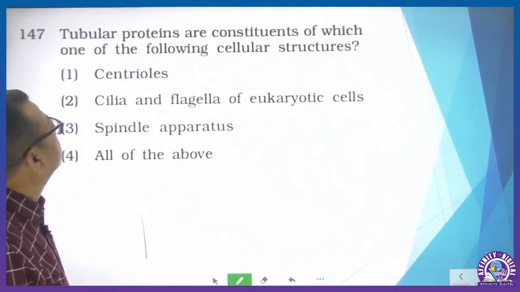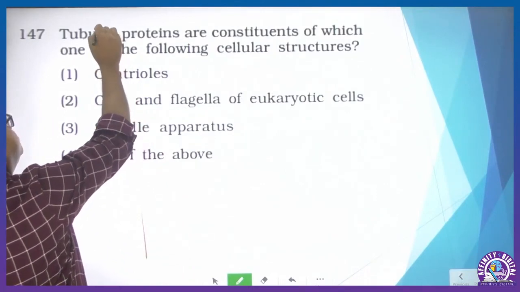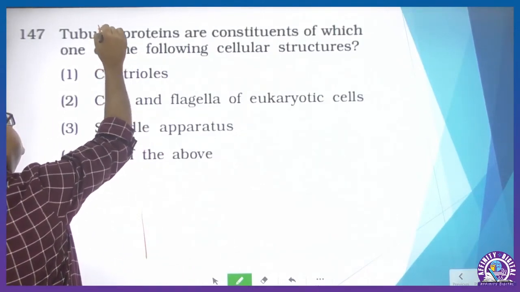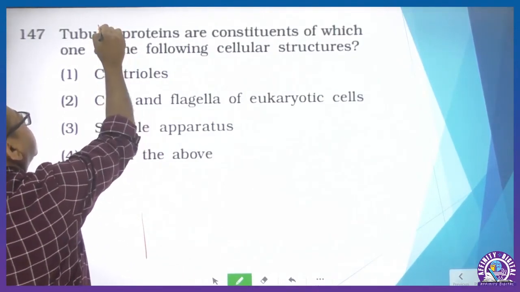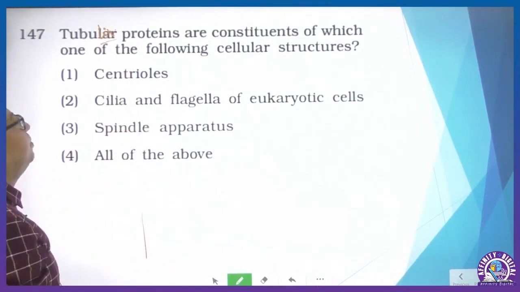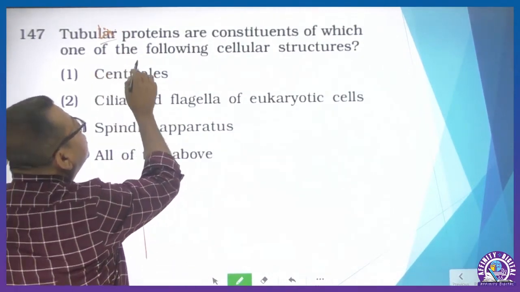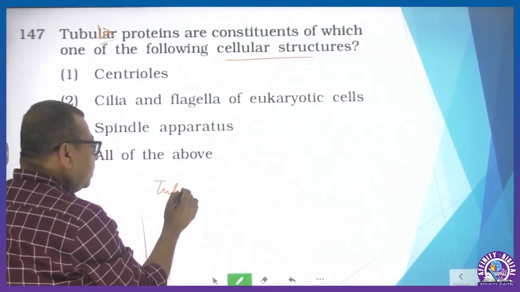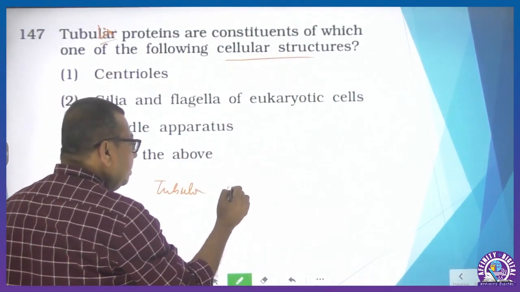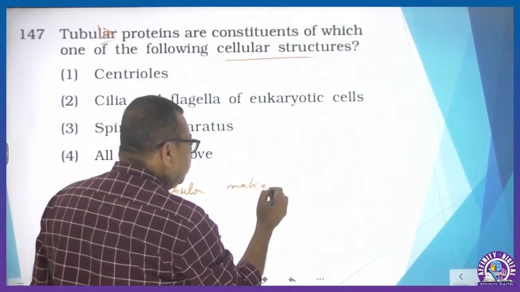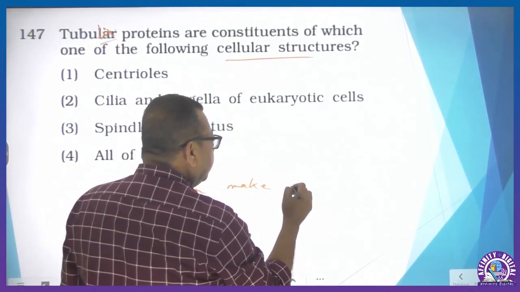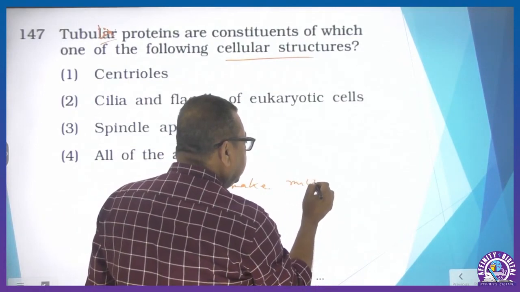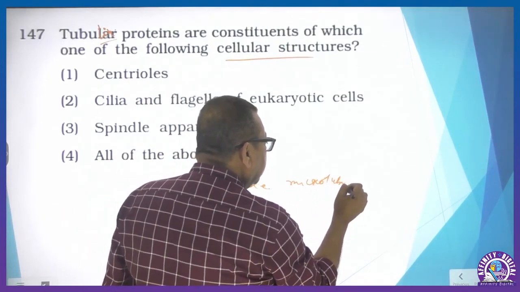Tubular proteins. It should not be tubular, it is tubulin. It is tubulin protein. Tubulin होना चाहिए. Please correct this, students. Tubulin proteins are constituents of which one of the following cellular structures? Tubulin makes what? Microtubules. Protein tubes called microtubules.